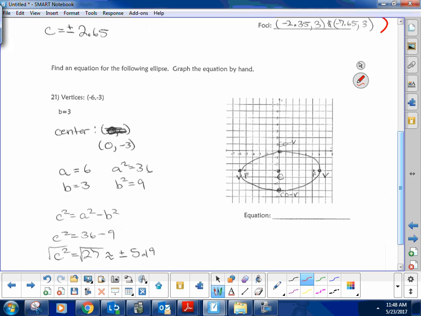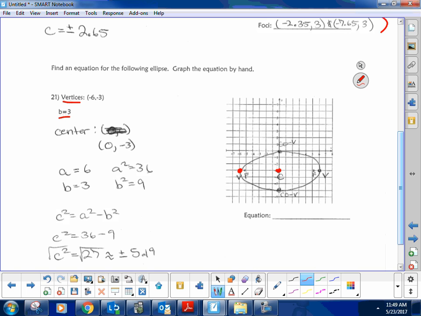Now this one, they want you to graph the following ellipse. They gave you a vertex, and they give you b of 3. This one actually had multiple solutions depending on what you wanted to do. I decided to graph the vertex, and then this c, I made it up.